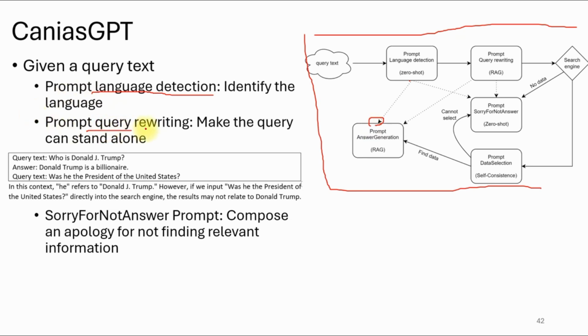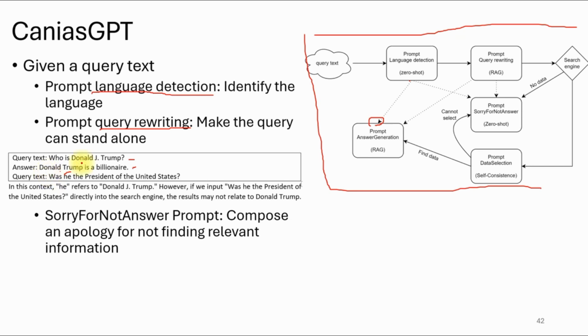The second prompt is what I call query rewriting, because we are using user input for the search engine. In order to make the search engine useful, we have to make sure that the input is useful. Let's consider this case. Usually when we talk to ChatGPT, we talk in a flow. For example, first someone says, who is Donald Trump? The answer will be, Donald Trump is a billionaire. And the next question is, was he the president of the United States? By our daily talking, we know that he is Donald Trump.